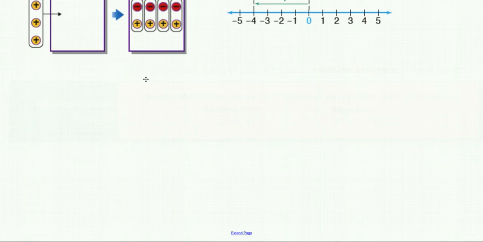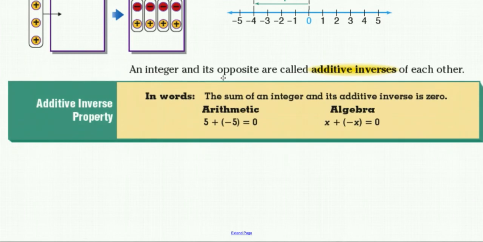So from there, we know this. An integer and its opposite are called additive inverses of each other. So in words, the sum of an integer and its additive inverse is 0. The additive inverse of 5 is negative 5, and the sum would be 0. And if you want to take it one step further, in algebra, when you have x, the additive inverse of x is negative x, and the sum would be 0 as well.